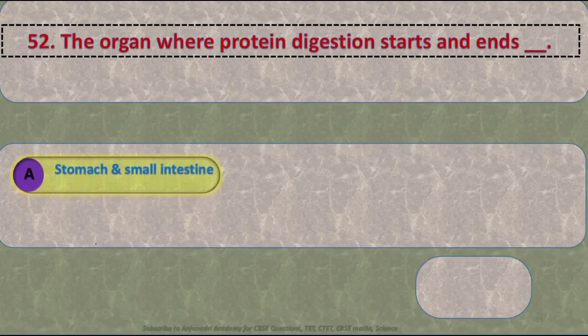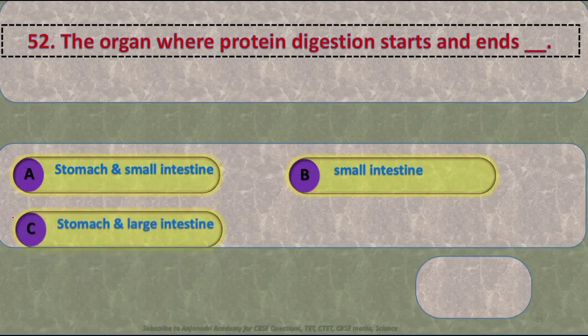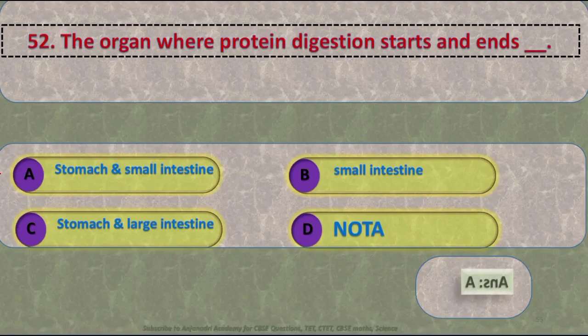The organ where protein digestion starts and ends. It starts in the stomach and ends in the small intestine. And ultimately, the proteins get converted into amino acids. Option A is the correct answer for this question.